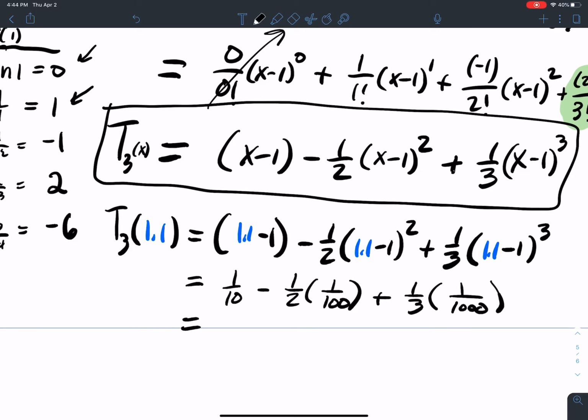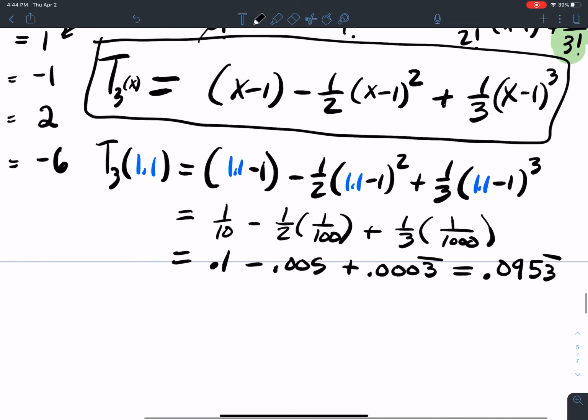This is 0.1 minus 0.005 plus 0.0003 repeating, which gets me 0.0953 repeating. Okay, so that's my T3 evaluated at 1.1.